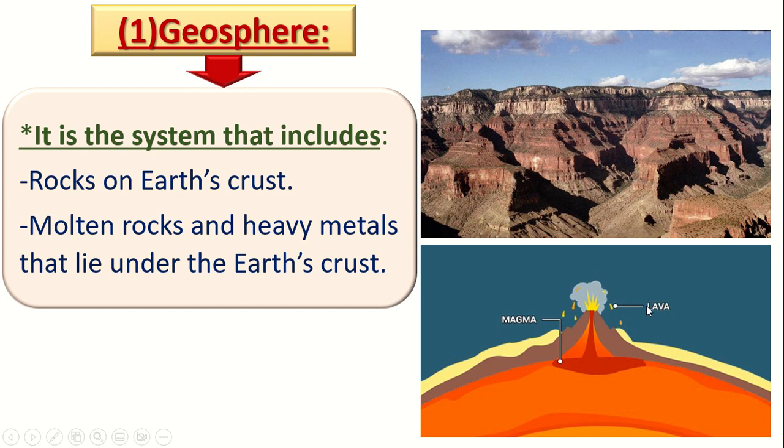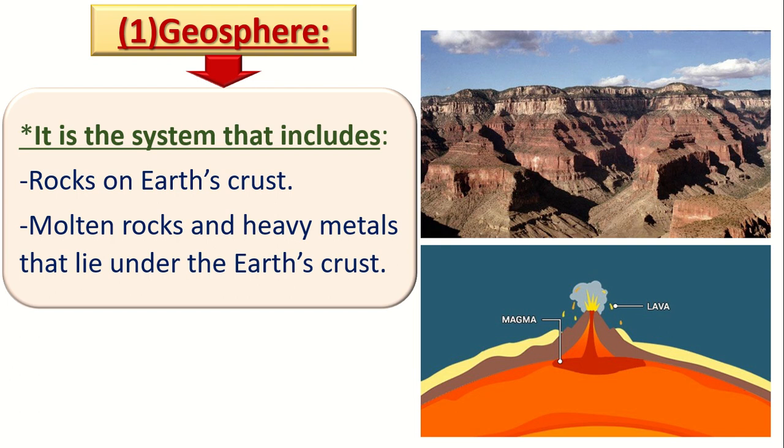Do you know the lava? The lava which comes from the volcano, as we can see here. The lava is called molten rock because it was a rock, but because of high temperature, this rock is melted. So it's called molten rock. And also under the earth's surface, there are heavy metals like iron, copper, gold, and what else? So the geosphere contains the earth crust and the molten rocks under the earth crust.